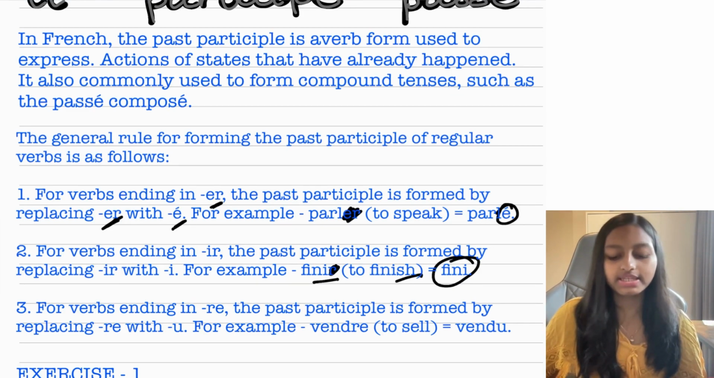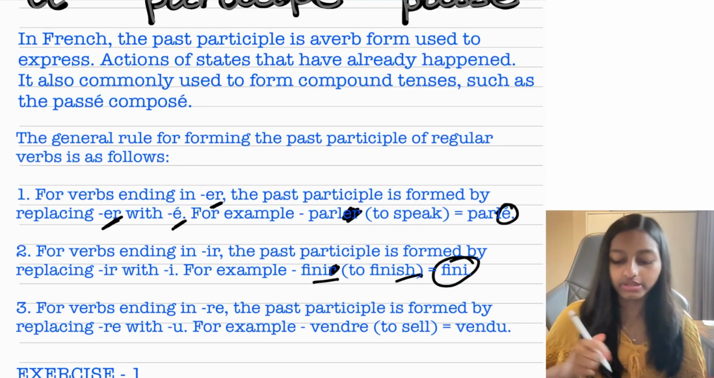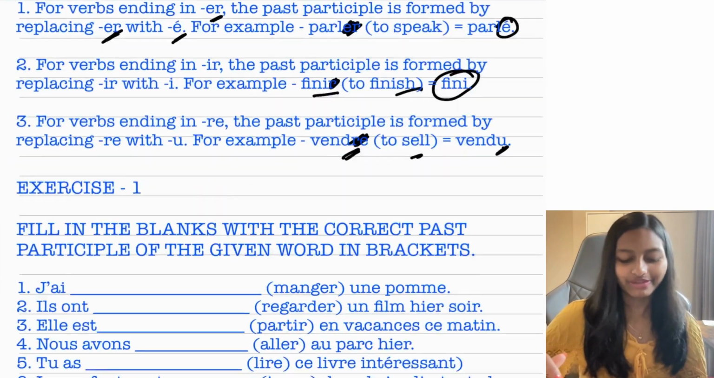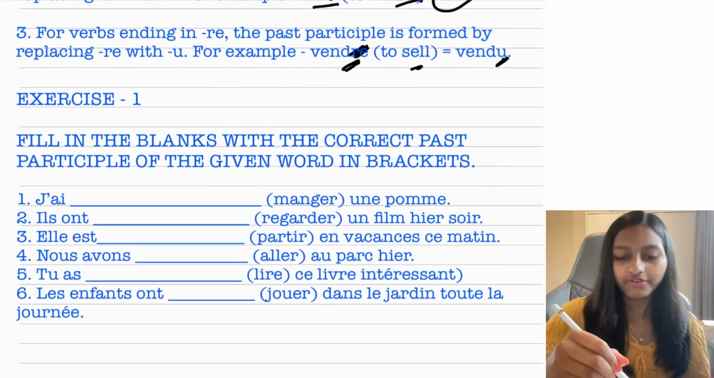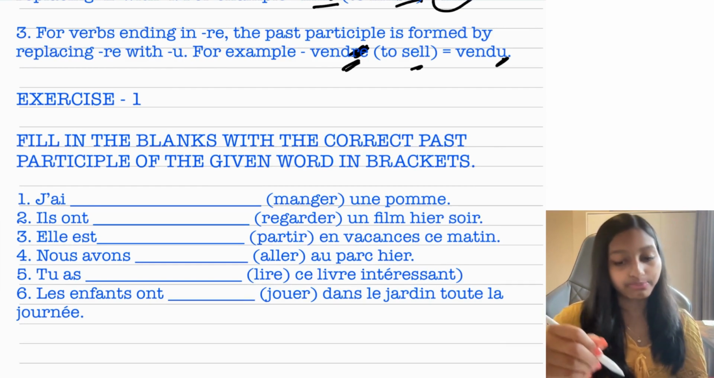Then for verbs ending in re, the past participle is formed by replacing re with u. For example, vendre, to sell, so we cut this re over here and add a u. Perfect. Now we have the exercises already. First, we have to fill in the blanks with the correct past participles of the given word in brackets.